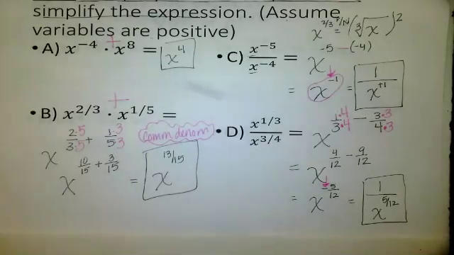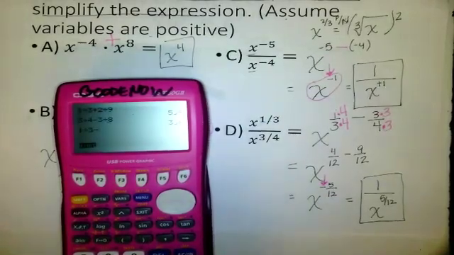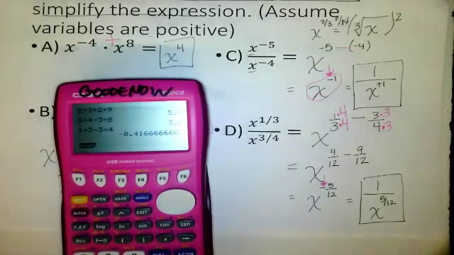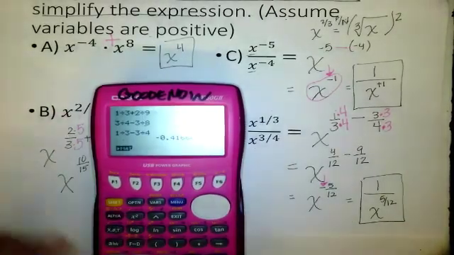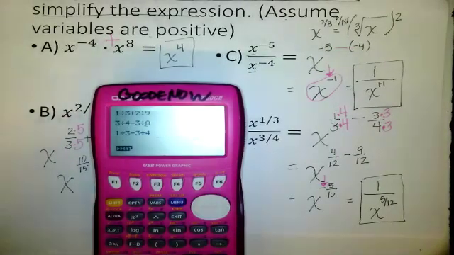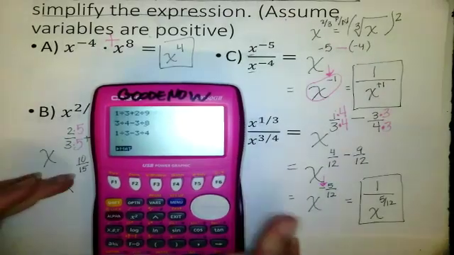Adding exponents, subtracting exponents. Here's the best part. You have a calculator. You can just type in 1/3 minus 3/4, and I get some crazy decimal. What do you do about that crazy decimal? Fraction. Turn it to a fraction. You can use math frac, or on the Casio, it's just a fraction decimal button. And that's where we have the negative 5/12, which you can't see.